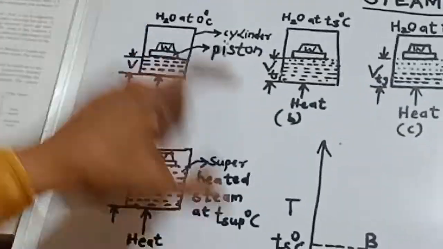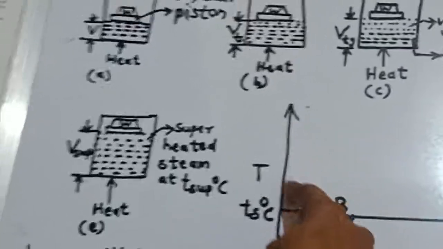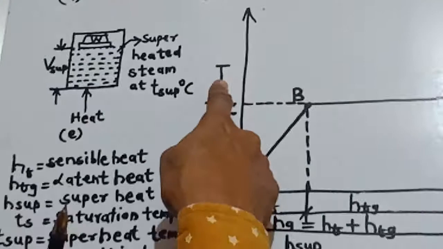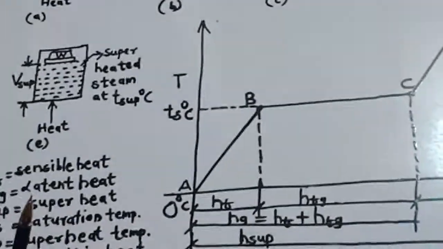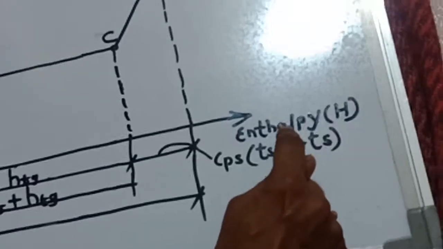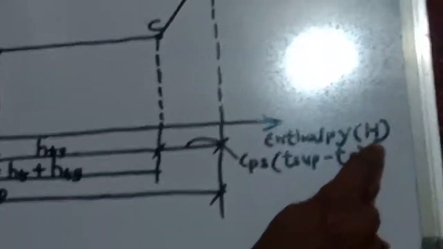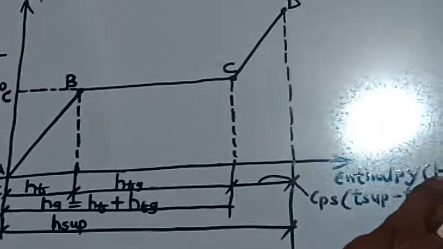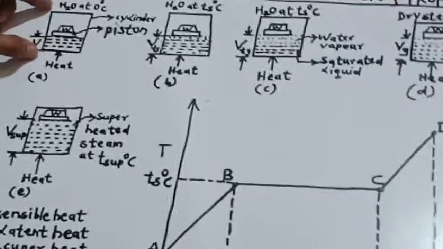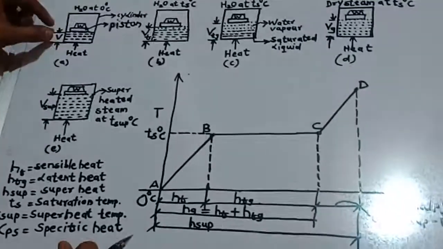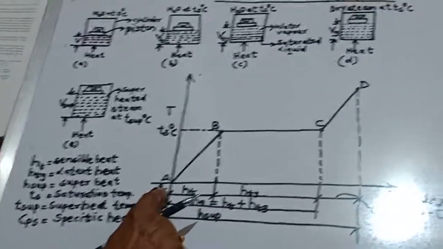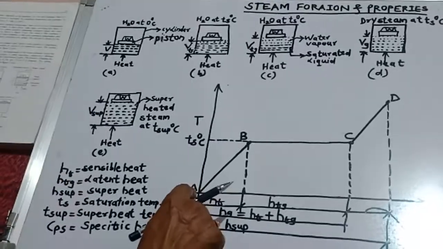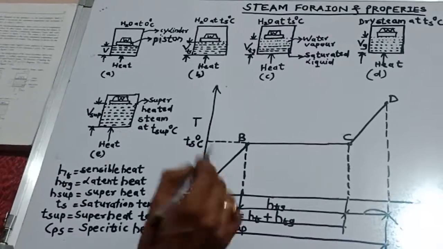So simultaneously, here the graph is drawn. Along the y-axis the temperature is considered, and along the x-axis enthalpy is considered. What is enthalpy? Enthalpy means heat content. It is denoted by capital H. Now see here, the water at 0 degrees Celsius, its volume is V. So when we consider figure A, the position is A here. This is the first point.